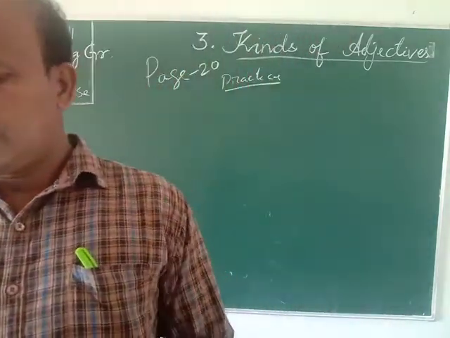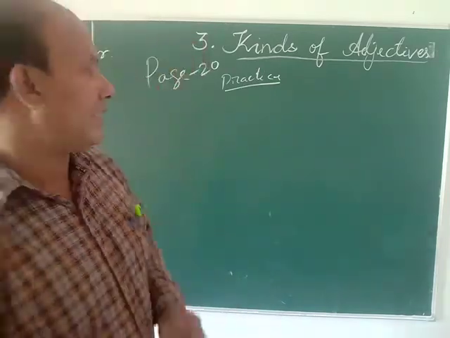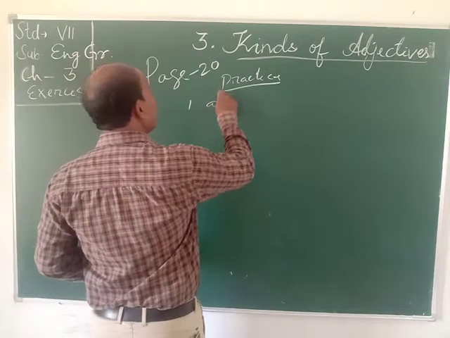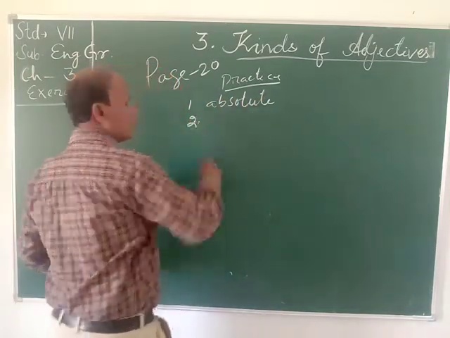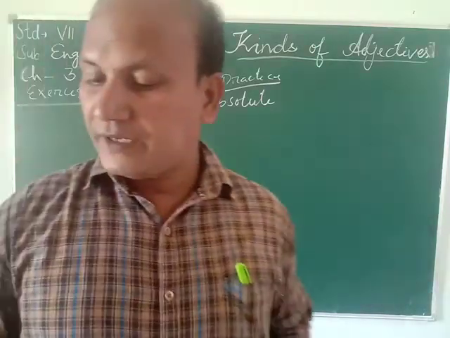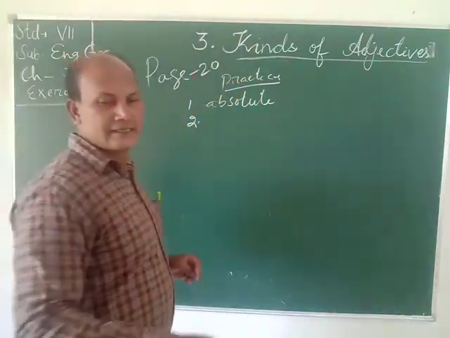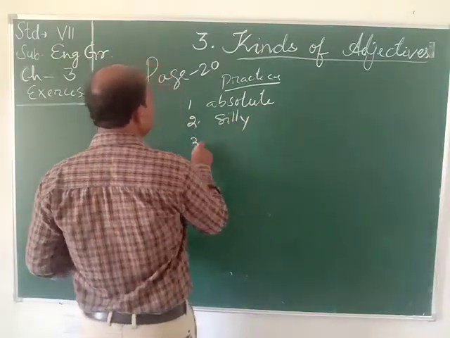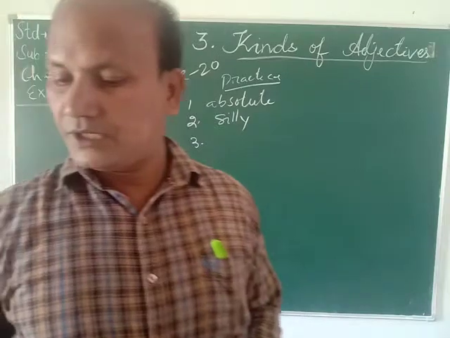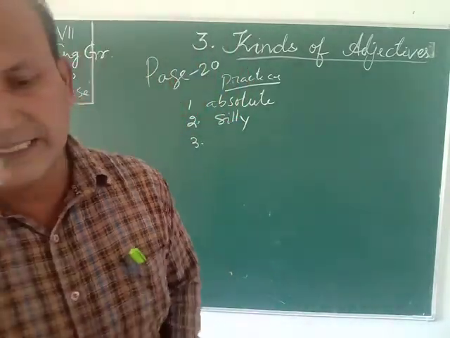Let's do. Number 1, the entire script is in an absolute mess. Absolute. Number 2, even the most intelligent students make silly mistakes. Silly mistakes. Number 3, the old man was advised a complete change.